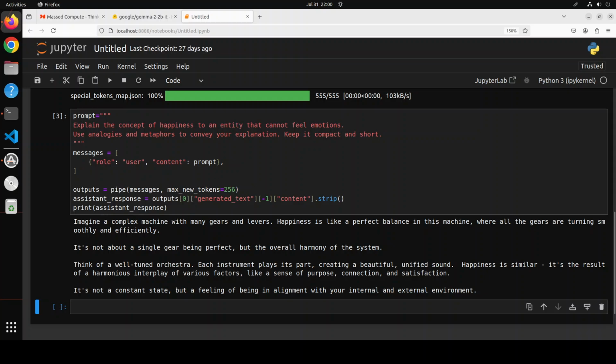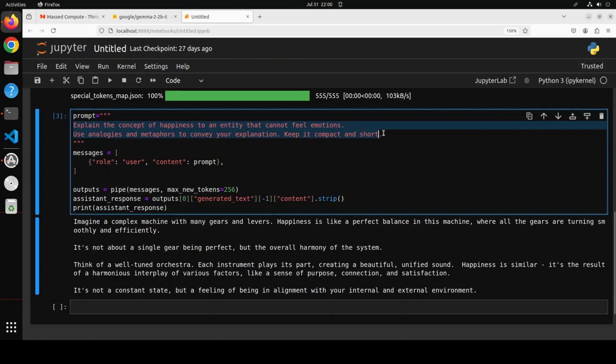So you see, it is explaining the concept of happiness. Like, imagine a complex machine with many gears and levers. Happiness is like a perfect balance in the machine, where all the gears are turning smoothly and efficiently. It's not about a single gear being perfect, but the overall harmony of the system. Absolutely well said. And then it is giving us another example of a well-tuned orchestra. Amazing stuff. And look at the last sentence. It's not a constant state, but a feeling of being in alignment with your internal and external environment. How good is that? Totally.